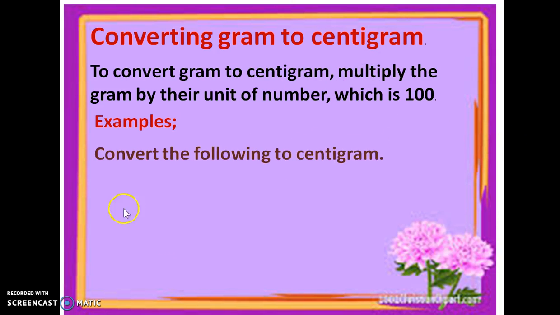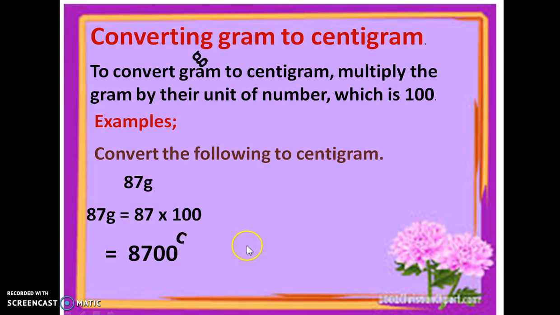Let's see an example. Convert the following to centigram. You can see there 87 grams. So convert it to centigrams. That gives us 87 multiplied by 100. Our answer now is 8,700 centigram.